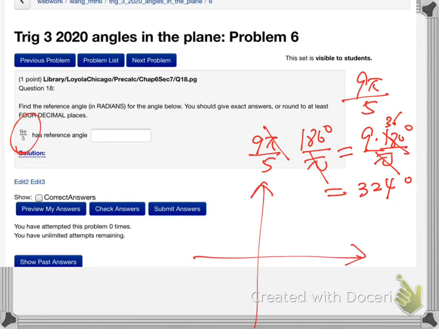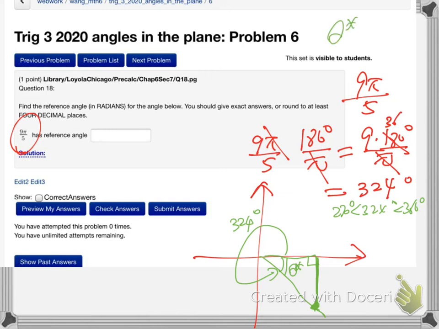So 324 is bigger than 270 and less than 360, so you know it's in the fourth quadrant, the last quadrant. This is 324 degrees, and this is my right triangle. Take one point on the terminal side and draw a vertical line, then we get this right triangle. So now we have the reference angle theta star.